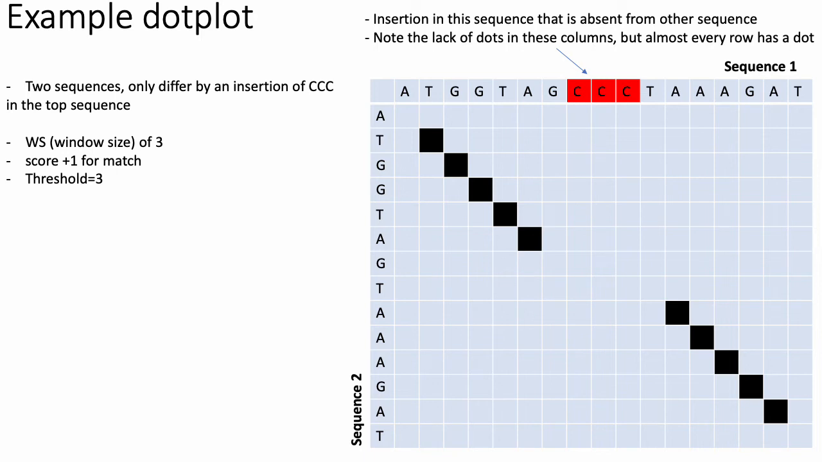But basically, the point of this dot plot example is to show you that if you have 2 sequences where they only differ by an insertion, it's easy to see that from the dot plot, because you'll see a whole bunch of columns missing a dot, but most of the rows have a dot. What that means is that there's some part of sequence 1 that doesn't have any match to sequence 2, but every part of sequence 2 has a match to sequence 1. So that's how you can automatically tell that there's an insertion in sequence 1.